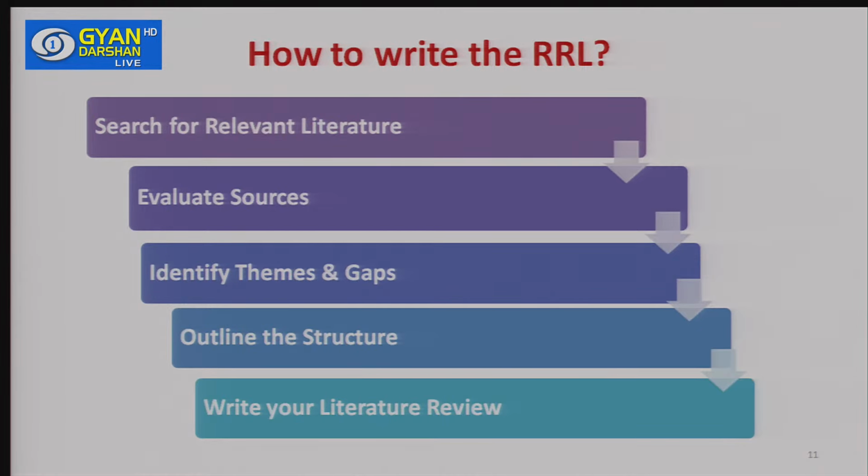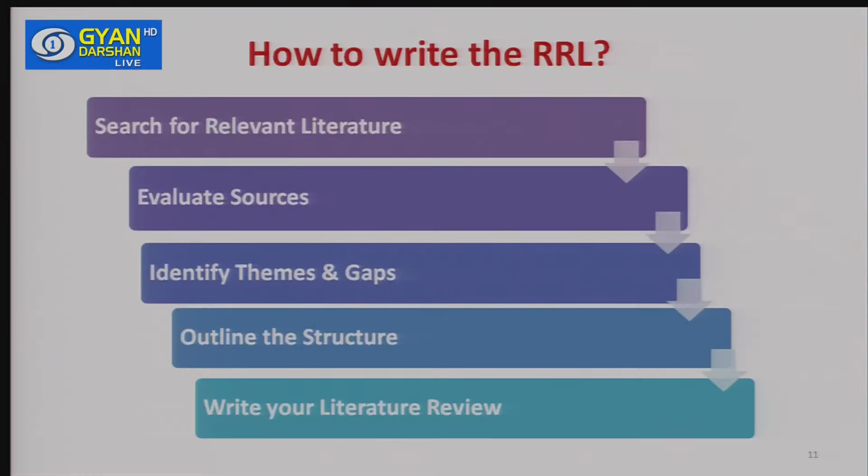That means you will get many studies, but you have to find out which studies are directly related with your research. Only those relevant studies you have to select for your study. So that's why the first step is to search for relevant literature from different sources, and the second step is to evaluate the sources. First you find out whether that is an authentic source or not.